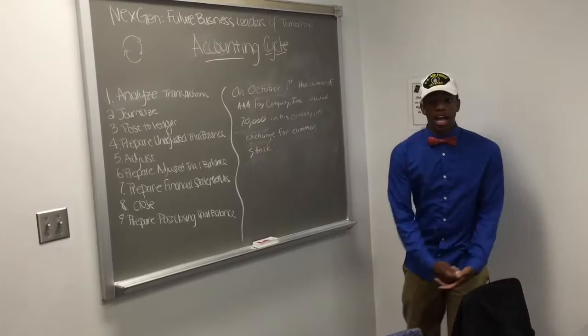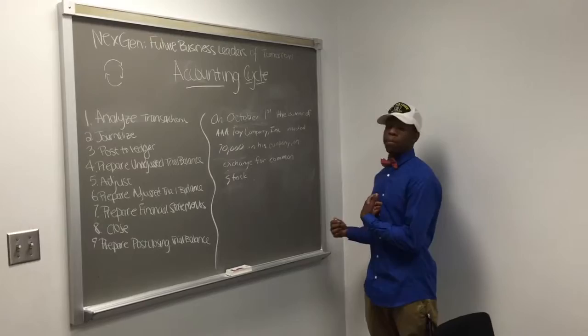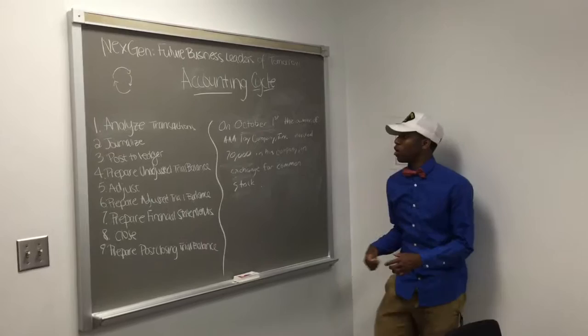Good afternoon, class. This is Michael Benefield again, and I'll be talking about the accounting cycle. The accounting cycle simply is the process of recording and processing all the accounting events for a company, and our company is the AAA toy company. So the first part of the accounting cycle is to analyze your transactions. Our transaction states, on October 1st, the owner of the AAA toy company invested $70,000 in this company in exchange for common stock.